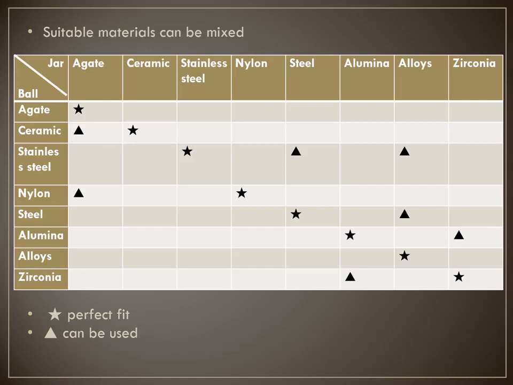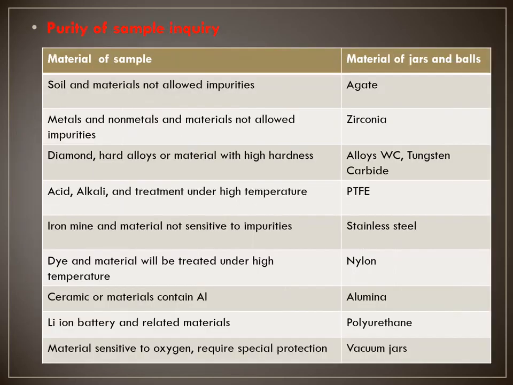like stainless steel balls in a steel jar, or stainless steel balls in alloy jars. This is the column for the materials of the jars. This column is for the balls, which you can refer to here to choose based on the material requirement. And there are several principles that you need to strictly follow based on the properties of your materials.